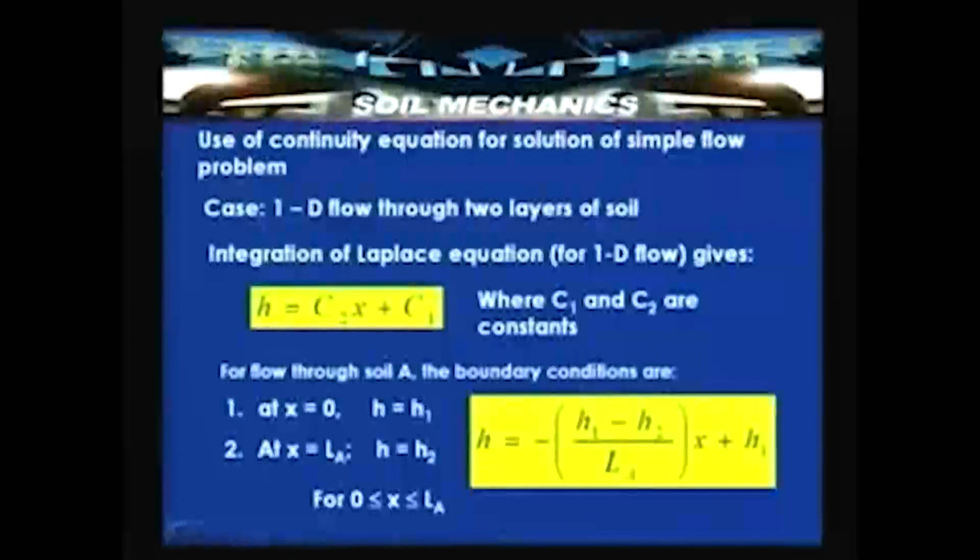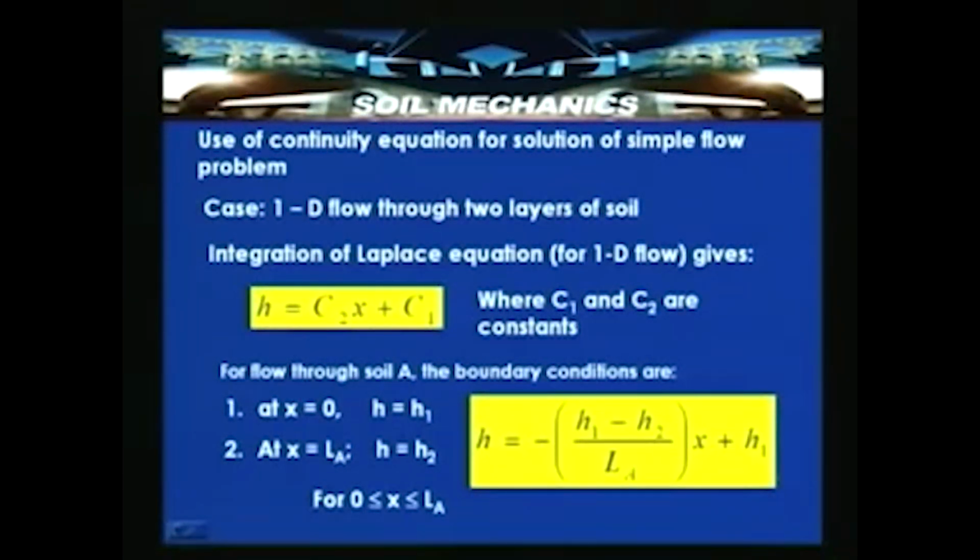By substituting in H is equal to C2x plus C1, for x equal to 0, we get C1 is equal to H1. Similarly, substituting H is equal to H2 and x is equal to LA, and simplifying, we get H is equal to minus of H1 minus H2 by LA into x plus H1. This is valid for distance between 0 and LA. We have not gone to soil B, we are still in soil A, which has length LA.